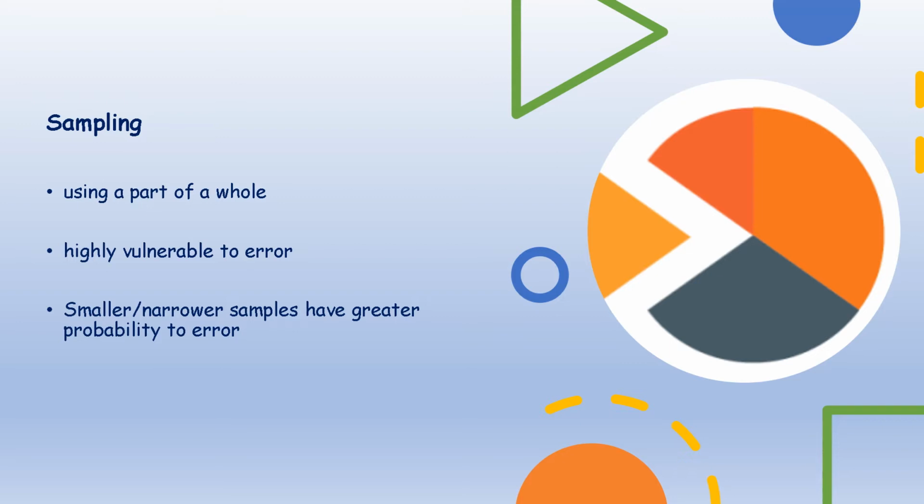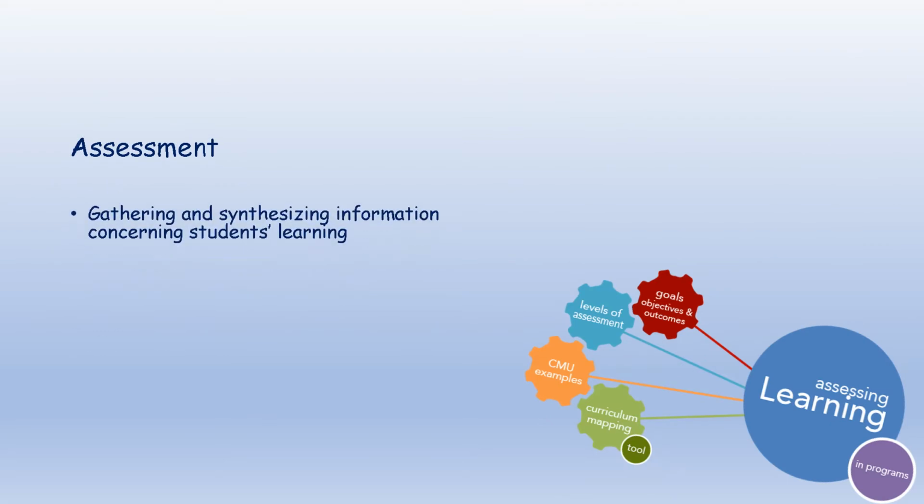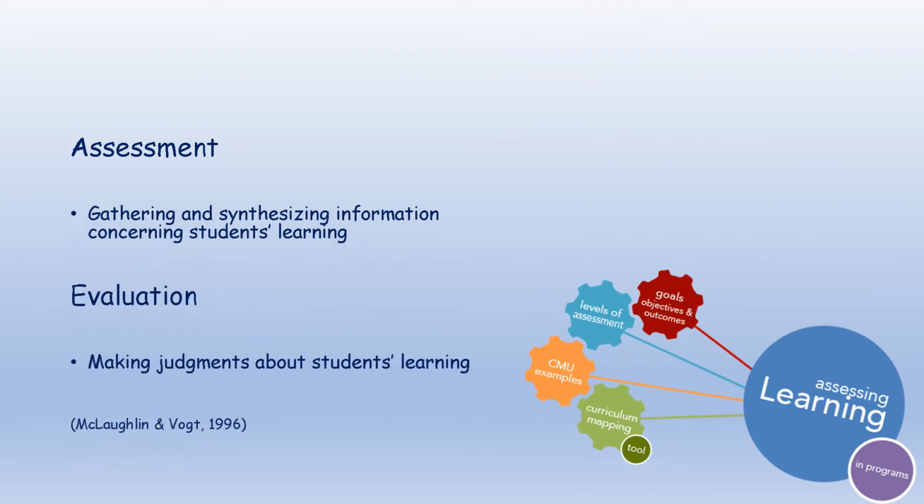And now are the two mostly interchanged terms, assessment and evaluation. McLaughlin and Vogt in 1996 defined assessment as the gathering and synthesizing of information concerning students' learning, while evaluation is making judgments about students' learning. In that case, a great deal of assessment and evaluation go on in teachers' heads as they watch students in their classes, review and grade their work, and consider individual and group academic effectiveness.